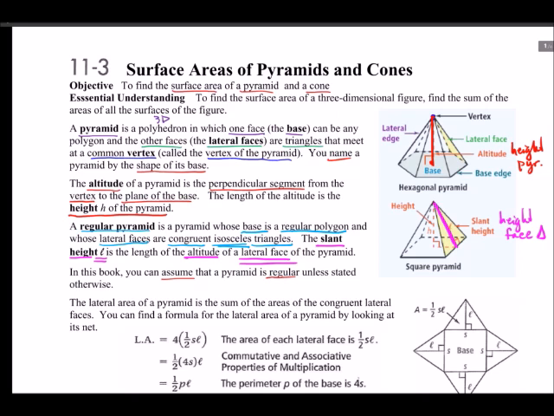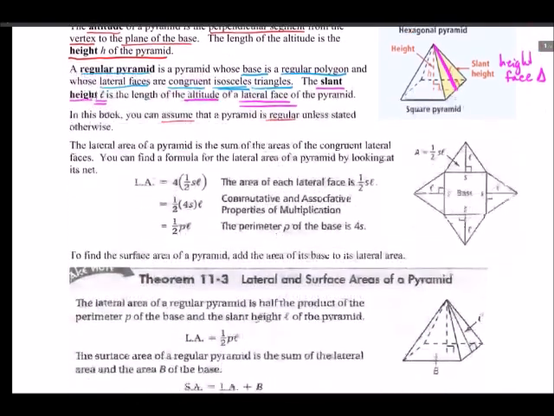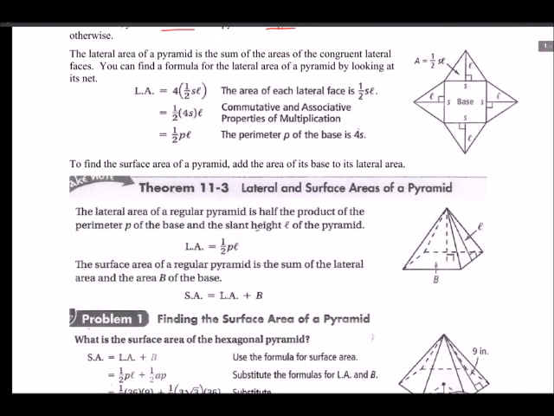So surface area is just like what we did for prisms. It's going to be your lateral area plus the area of one base. But let's take a look at our lateral area here. The lateral area is the sum of the areas of your lateral faces. Now we said that these lateral faces are congruent isosceles triangles.